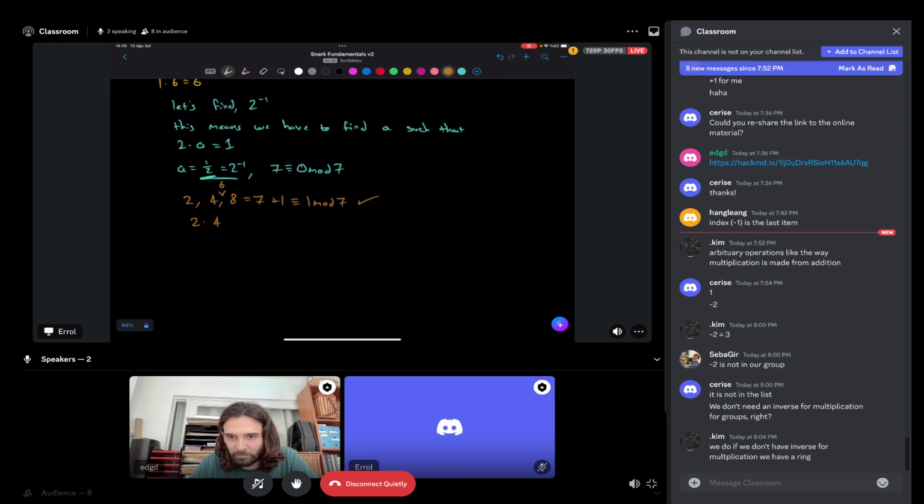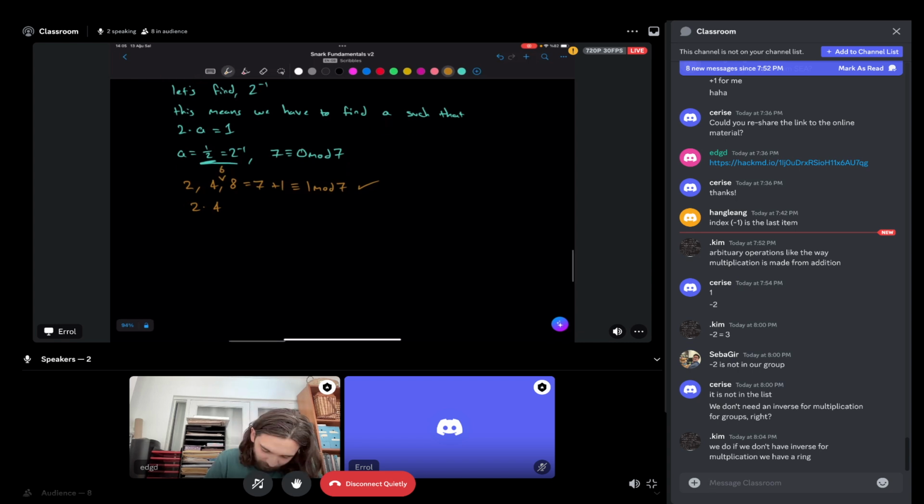2 times 4 gives us 8. So 4 is the same thing as 2 inverse. Okay, so these do exist. Multiplicative inverses do exist.